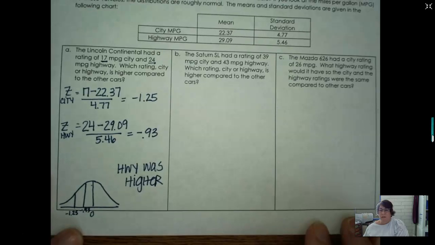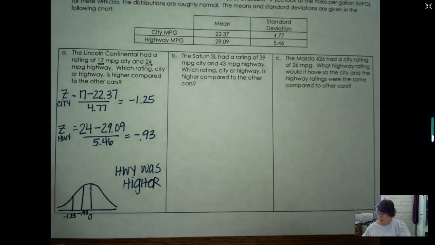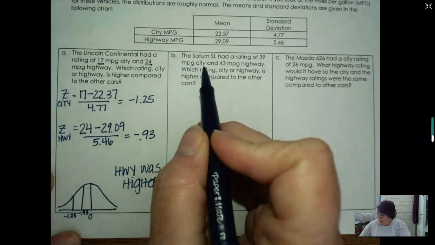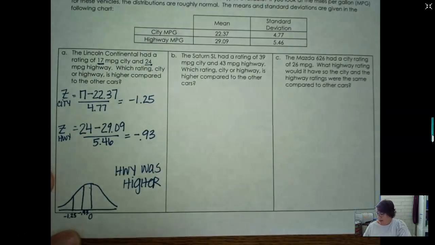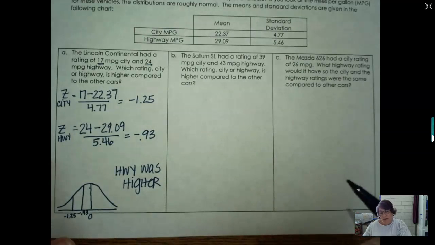The next one is very, very similar. Now we have a Saturn SL. The company's not even in business anymore, but that's what we're talking about. It had a rating of 39 miles per gallon city. Back in 2000, this was a lot of miles per gallon. It was less common to have this going on. So 39 miles per gallon city, 43 miles per gallon highway. Which rating, city or highway, is higher compared to the other?